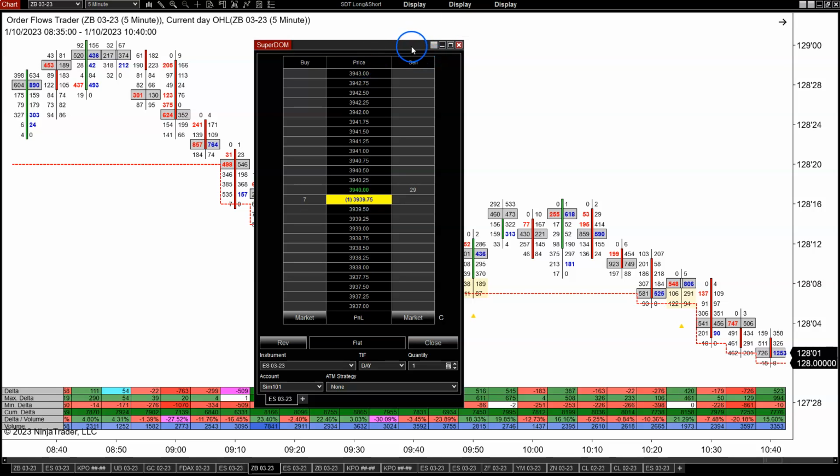This is just my testing and recording PC, so I don't have the depth of market up here, but on my trading PC I'll have all the volumes filled in because I have the depth of market on that PC.